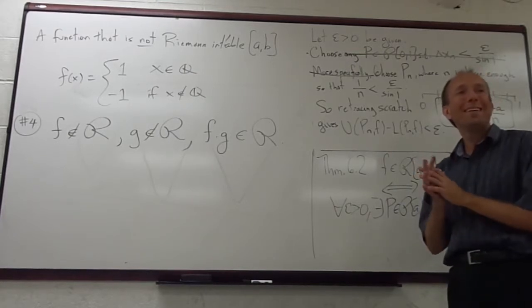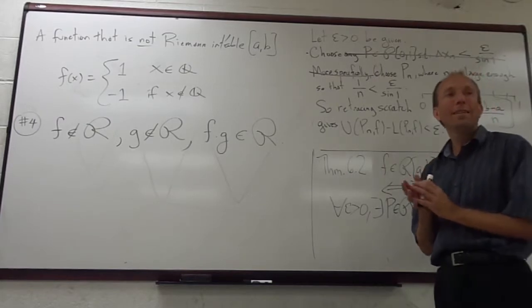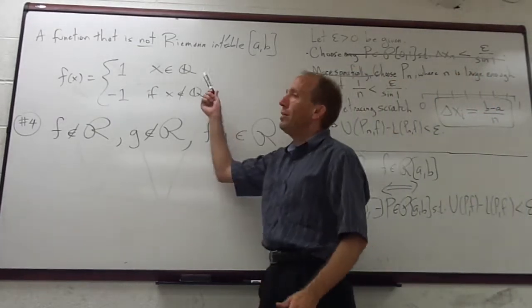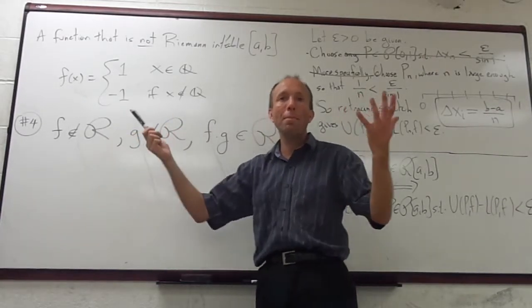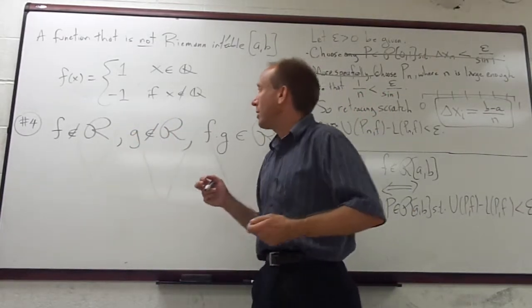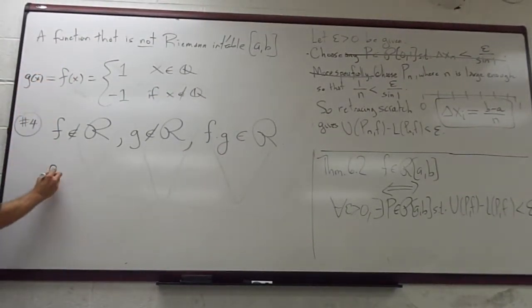Can you just let g be the same function? Okay, if you let g be the same function, we already know that f and g would then not be Riemann integrable. So this is also g. Okay, that's good. So then what is f times g?